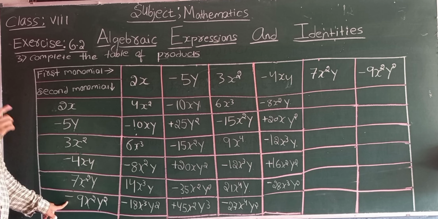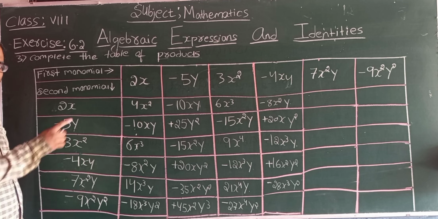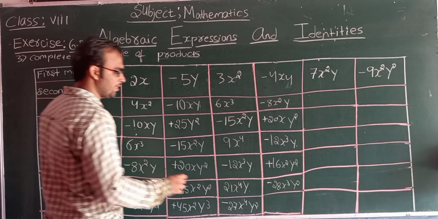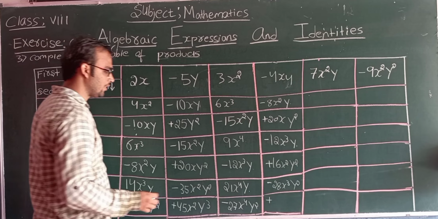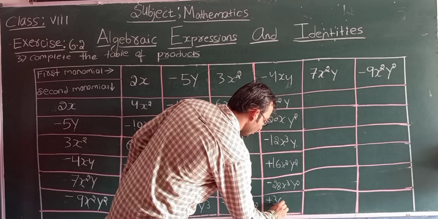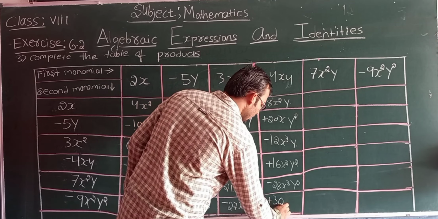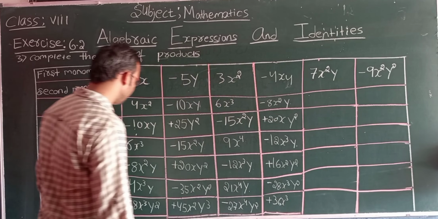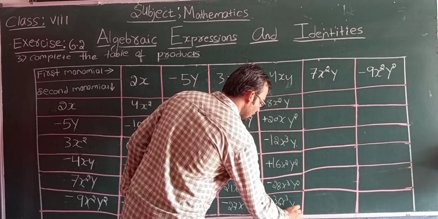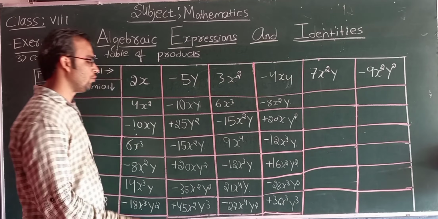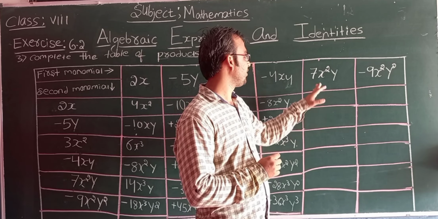Now this one, minus 4xy and minus 9x square y square. So both the sides minus is there, no? So minus into minus will be plus, 4 9s are 36. X square into x will be x cube and y into y is y square, so y cube. Okay, so here we have completed the fourth column. Students, let us see the fifth column.